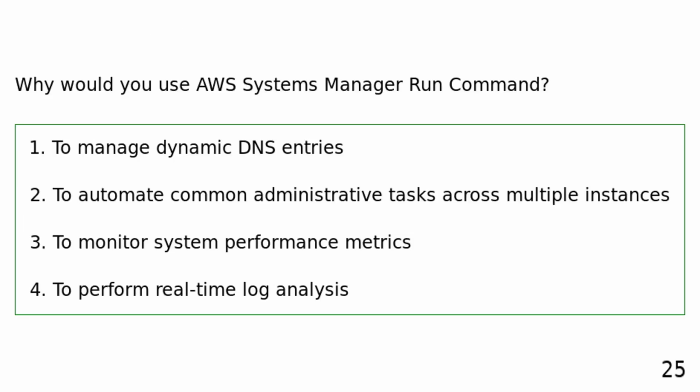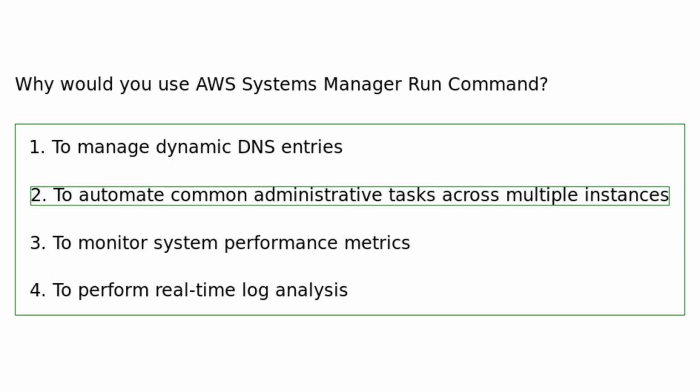Why would you use AWS Systems Manager Run Command? To manage dynamic DNS entries. To automate common administrative tasks across multiple instances. To monitor system performance metrics. To perform real-time log analysis. AWS Systems Manager Run Command enables users to automate common administrative tasks across multiple EC2 instances, making it easier to manage and maintain a fleet of instances.